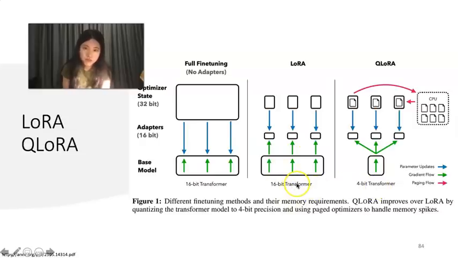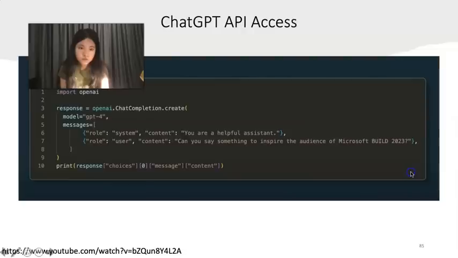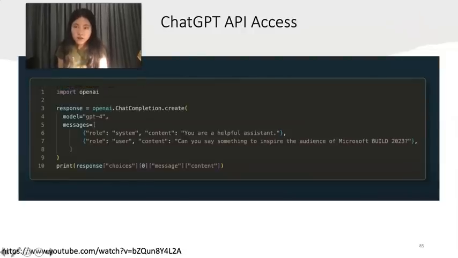So for LoRA, you have 16-bit. For QLoRA, we have a 4-bit transformer. And one last thing, for ChatGPT: it has great API access, so you can always use it for your own interest or research or anything else.